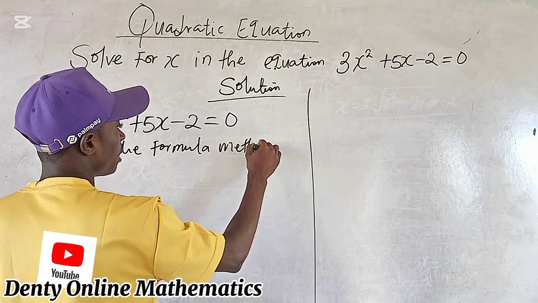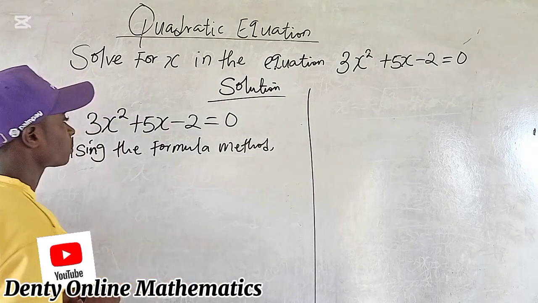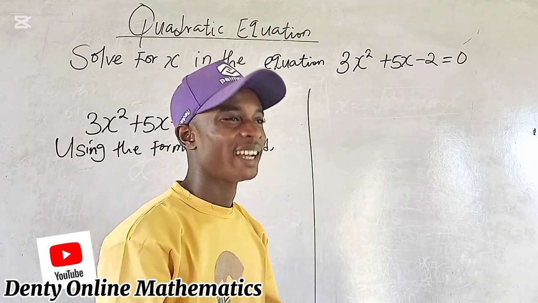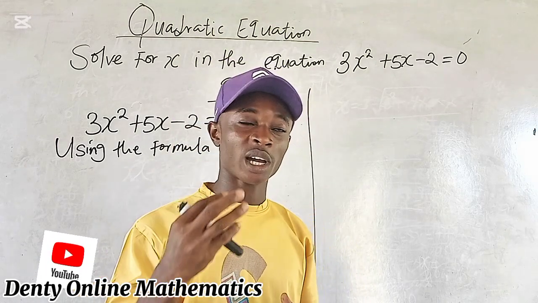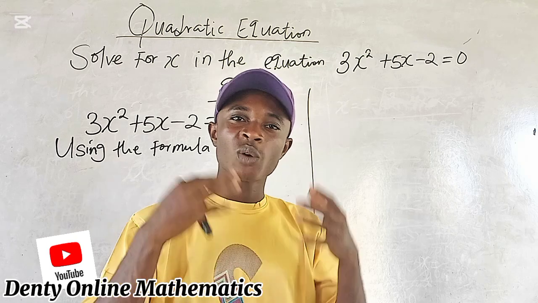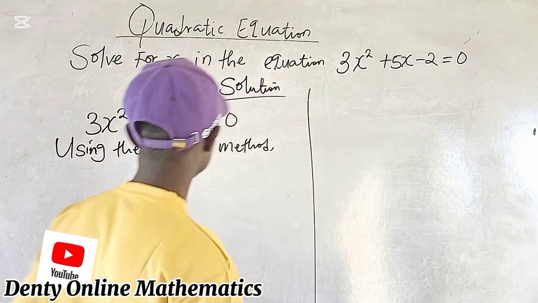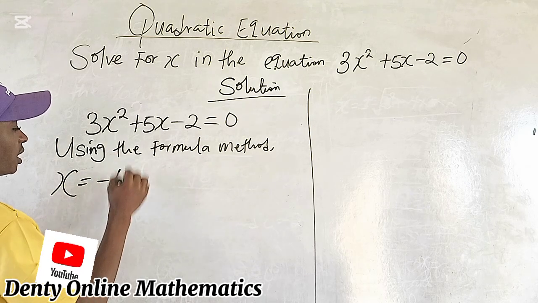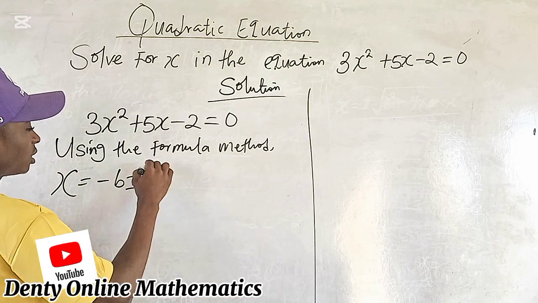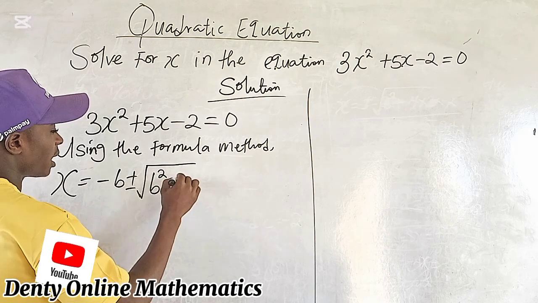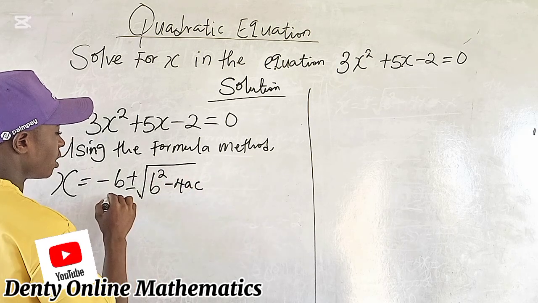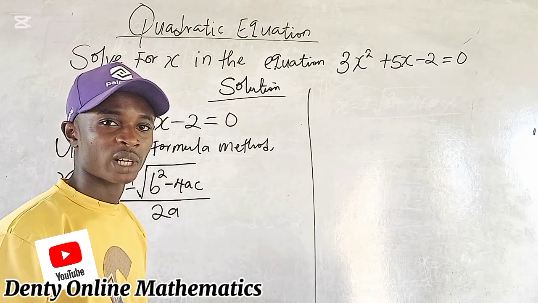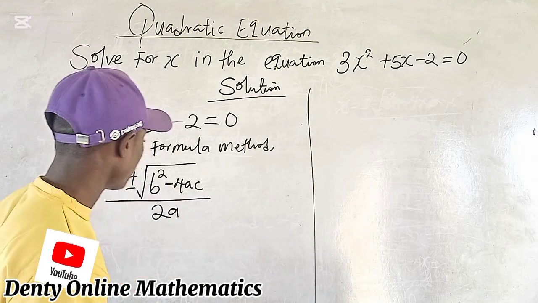So, using the formula method, the next thing is, what is the quadratic formula? After knowing the method you want to use, what is the quadratic formula? Now the quadratic formula is x equal to minus b plus or minus the square root of b squared minus 4ac, all divided by 2a. That's the quadratic formula.